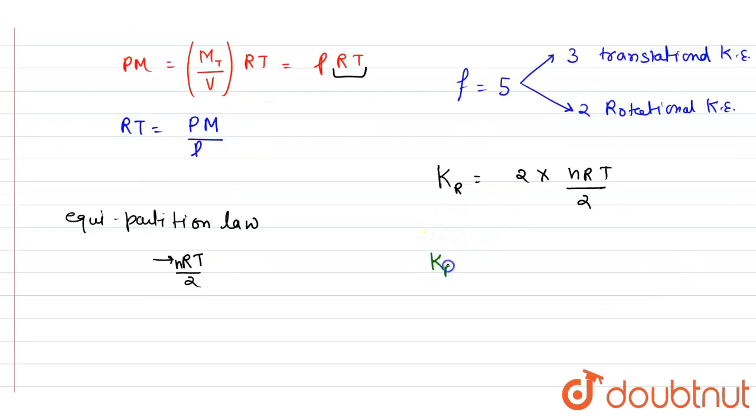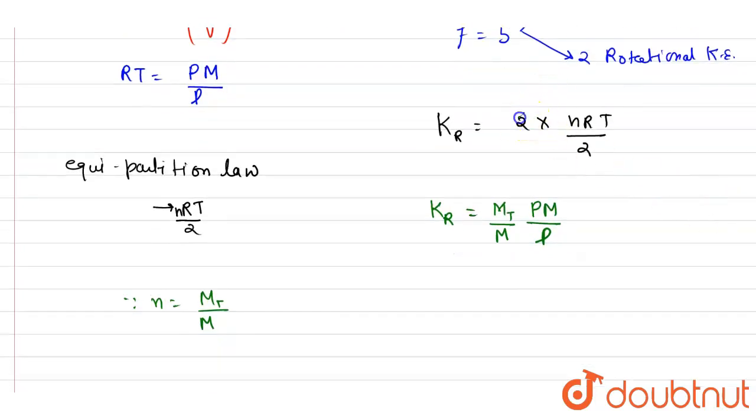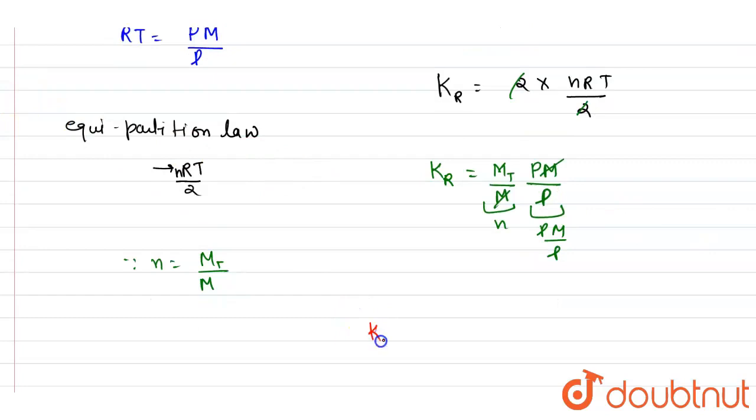So if I write down the rotational kinetic energy, it is nRT. Now the number of moles is the total mass by the molar mass, right? So we can put the value of n, and this is PM by rho. So this will get cancelled out, and finally the rotational kinetic energy is simply the total mass by rho. So you can just put the value.